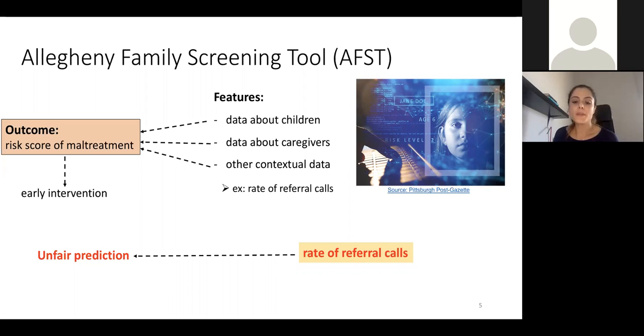The problem here is that the calls made by the community to report child maltreatment were more to report non-white families' problems than white families. So it's clear here that the rate of referral calls acts as a proxy to the race, the sensitive attribute, which is of course unacceptable, because it will lead to harmful decisions for people belonging to the minority groups.